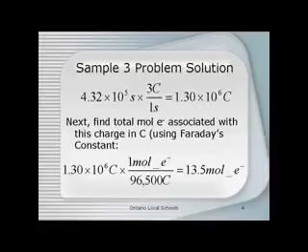When we do this, our coulombs will cancel, and we're going to be left with 13.5 moles of electrons in this reaction. So when we apply a current of 3 amps over a 5-day period, we're going to actually reduce zinc with 13.5 moles of electrons. When I say reduce zinc, we'd be reducing zinc 2+ ion with 13.5 moles of electrons.